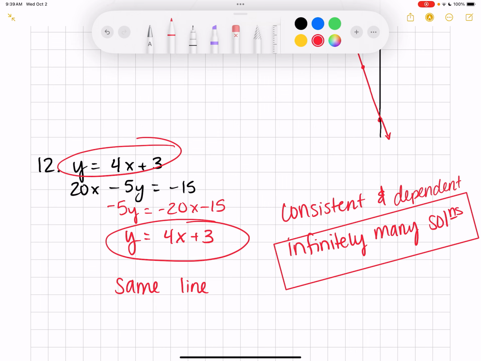One solution needs an ordered pair. The other ones either need infinitely many solutions or no solution written with it. No solution would be like parallel.